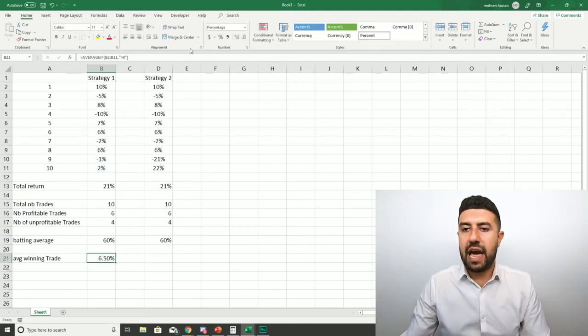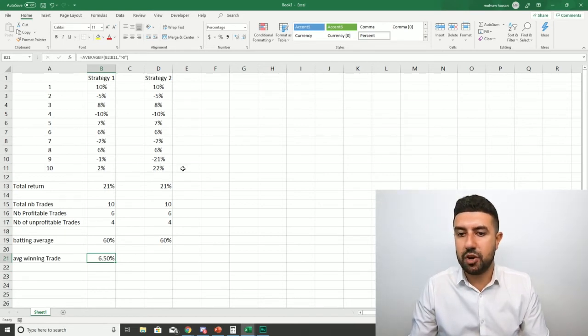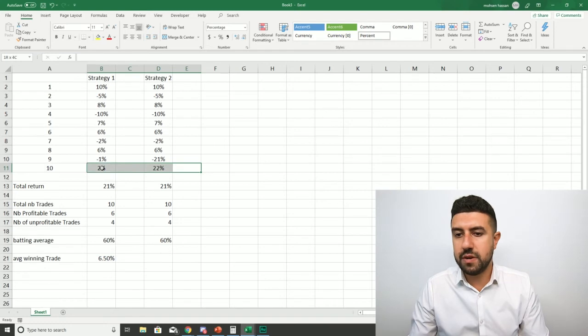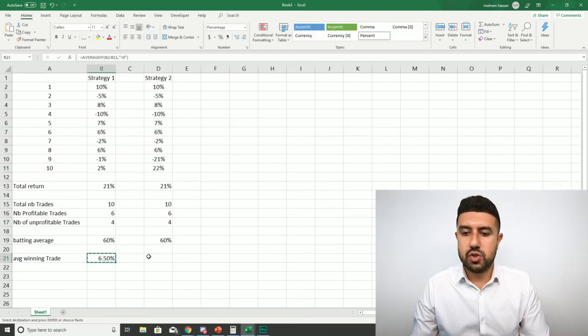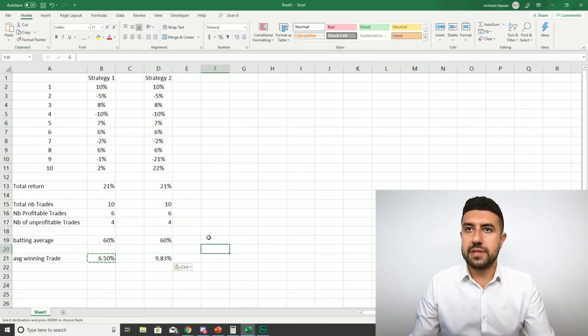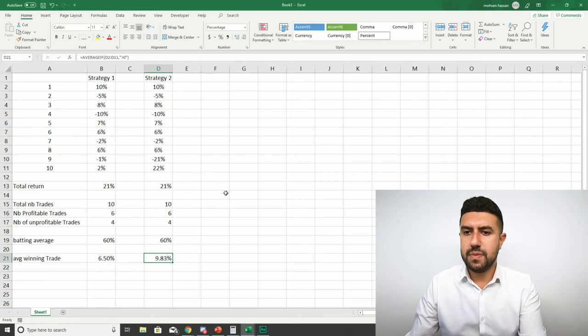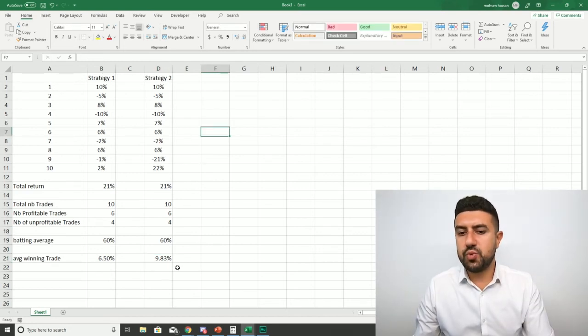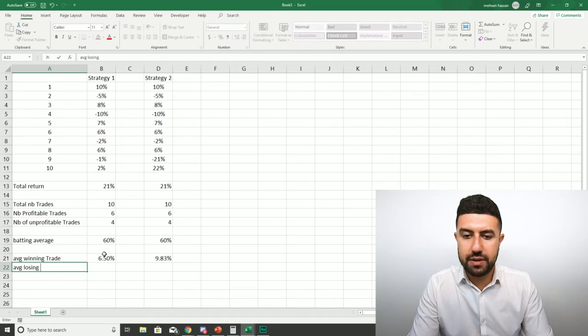6.5%. Now the average trades here, I know that already the average winning trade is going to be bigger because one of the winning trades here made way more money. We made 22% instead of 2%. So the average winning here is 9.8%. Okay, so let's see here. The average winning trade is 9.83% for this strategy.